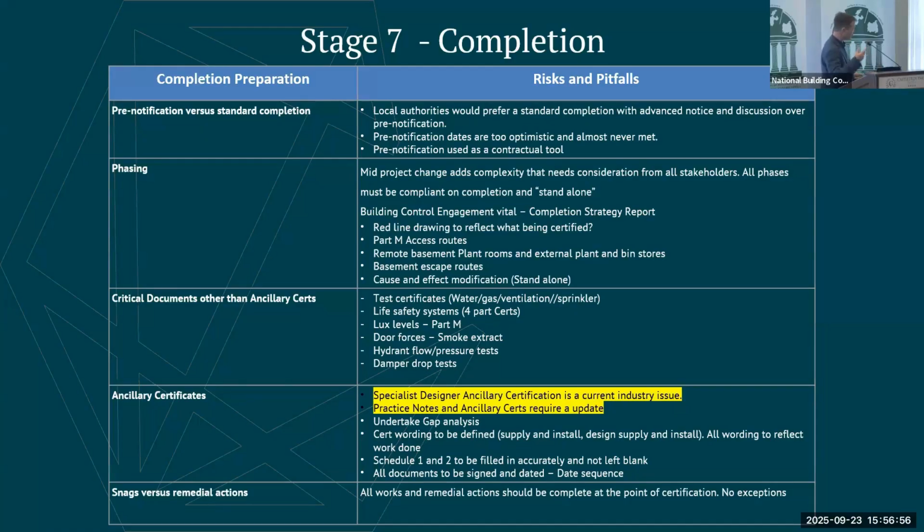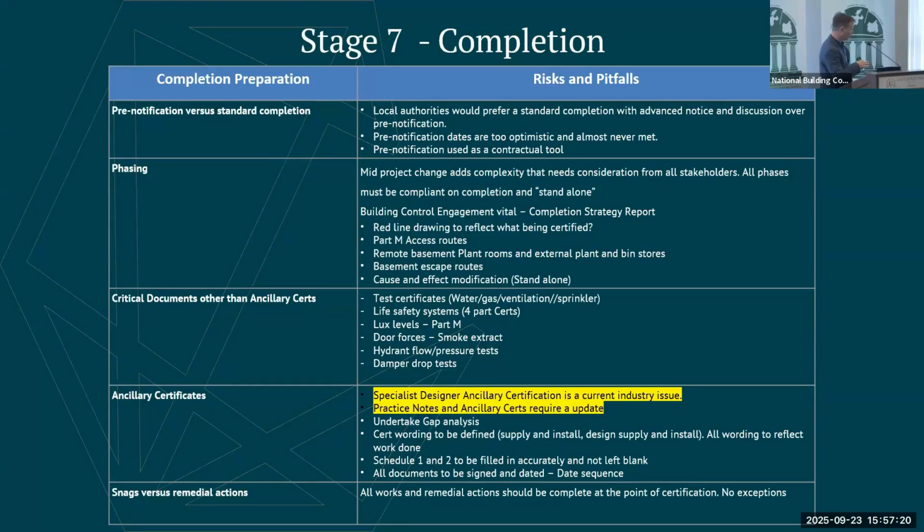But the one thing we try to emphasize to everyone in the design team is whatever you're looking to phase and hand over first has to be effectively certifiable as a standalone, as if the rest of the development was never built or was mothballed. That phase should be able to be certified, be compliant with all the building regs from A to M, and be standalone. So here, building control engagement is absolutely vital.